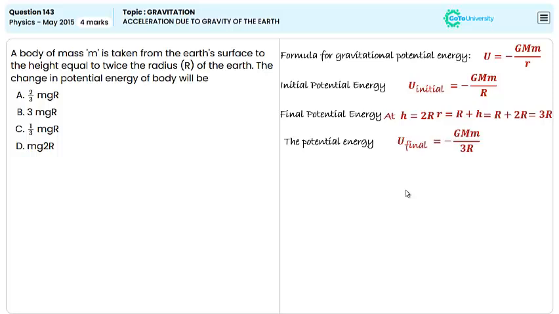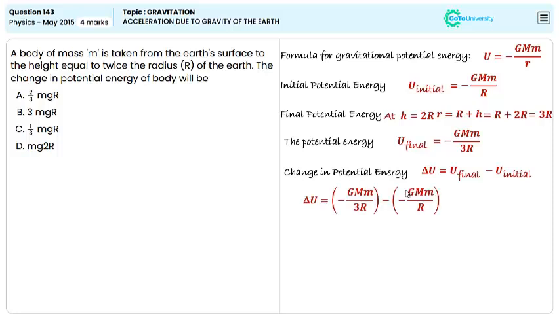The change in potential energy is given by delta U is equal to final potential energy minus initial potential energy. Now substituting U final and U initial in this formula, we get delta U is equal to minus GMm by 3R minus of minus GMm by R. On simplifying and taking common denominator, we get delta U is equal to GMm by R into 2 by 3.